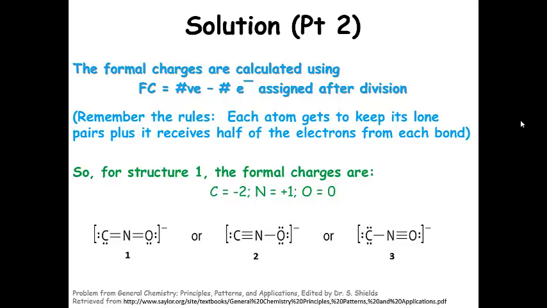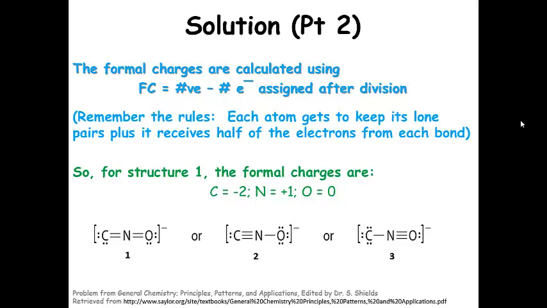Okay, so just a reminder, formal charges are calculated using the number of valence electrons minus the number of electrons assigned after division. Remember, we're going to mentally cut those bonds, and we're going to give one electron from each bond to each atom in the bond.